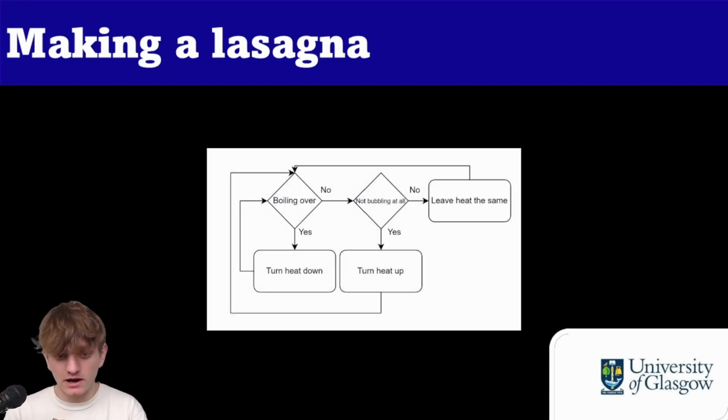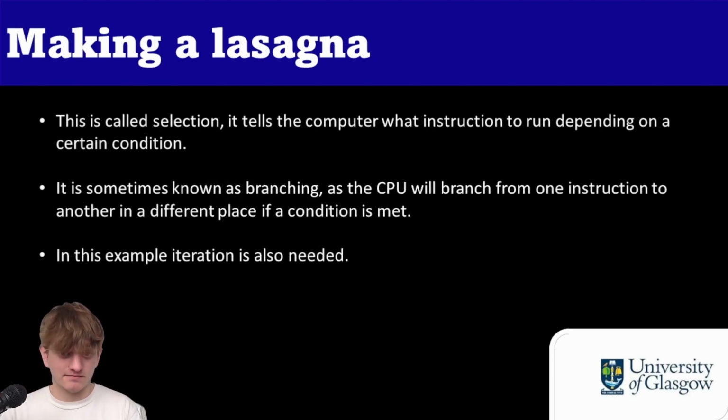Okay. Now, what if we were boiling our ingredients? We're boiling the mince and the tomatoes and anything else you've added to it. Well, if it starts boiling over, you're going to have to turn the temperature of the hob down. If it's not bubbling at all and it looks almost cold, then you're going to have to turn the heat up. And if neither of those things are true, then you're just going to leave it the same to cook, aren't you? This is our final programming construct. It's called selection. It tells the computer which of your instructions to run depending on a certain condition.